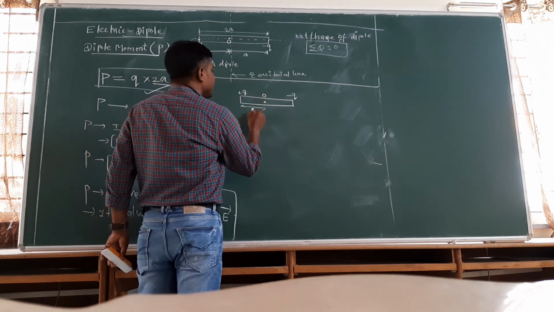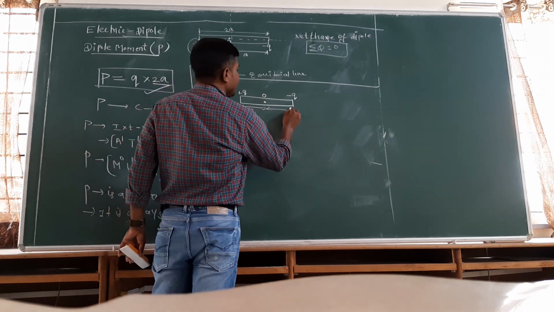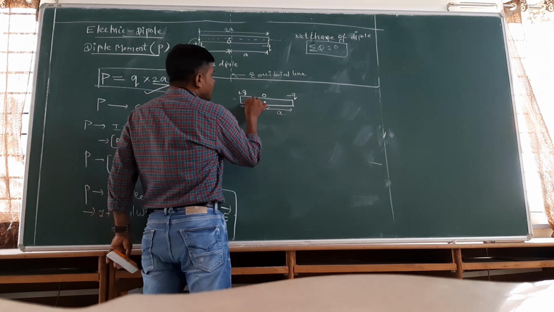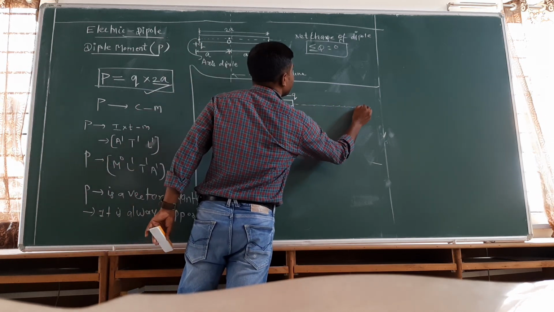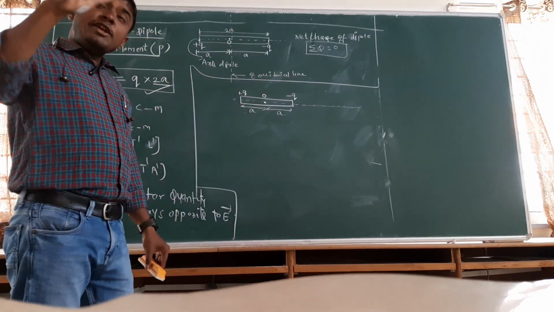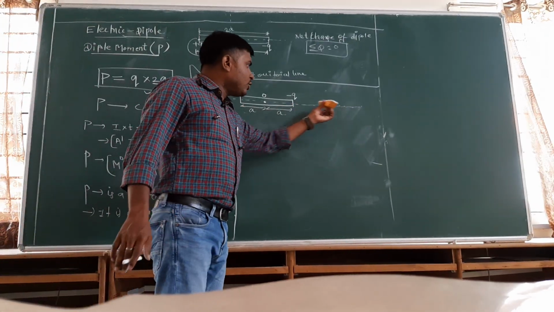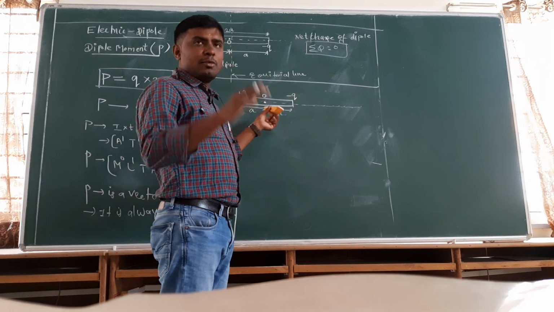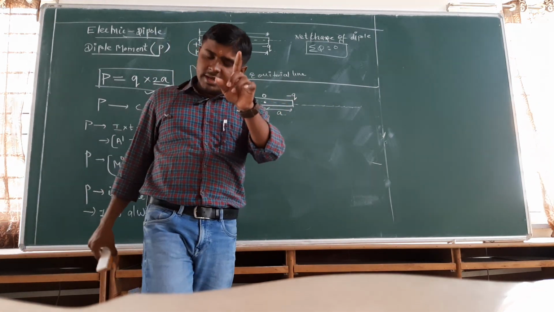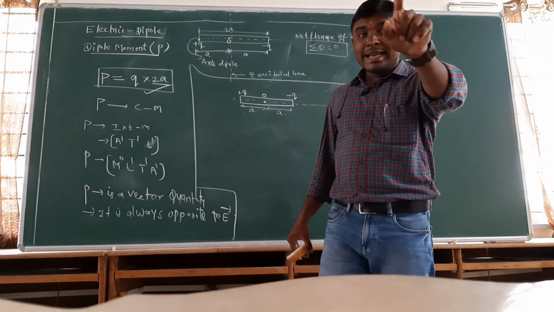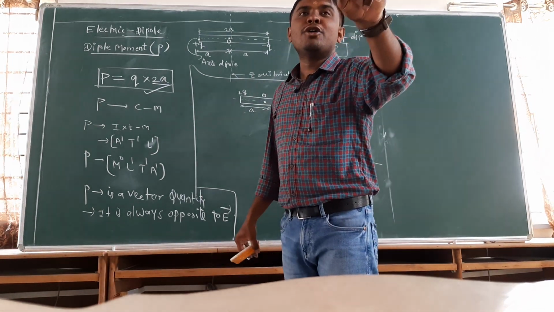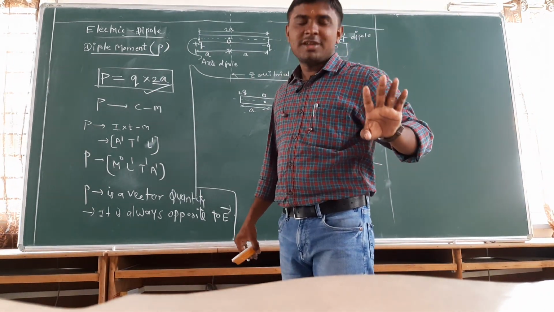From here to here it is a, from here to here it is also a. This is the axis of the dipole. Now we need to find electric field at a certain point on this axis. Look again: the net charge of an electric dipole is always equal to 0, but the net electric field of an electric dipole is not always equal to 0, correct?